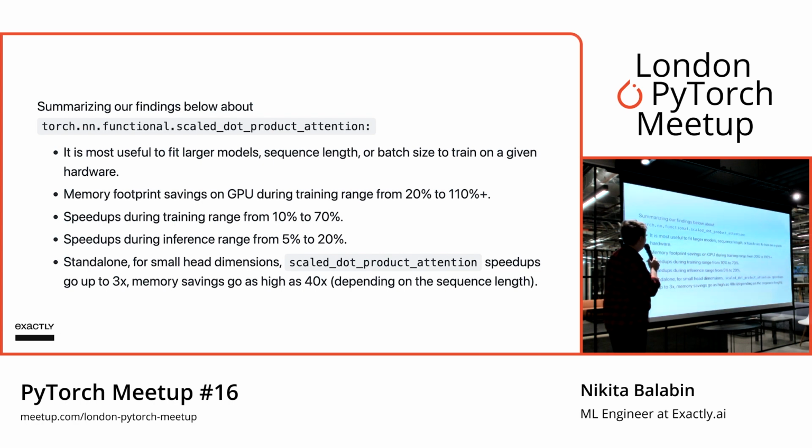So in numbers, it saves memory from 20 to 100%. During training, it saves time up to 70%, and during inference up to 20%. And also, if you don't have already an architecture and you create your model from scratch, you should think about creating it with small head dimensions, because when they are small, you really can obtain a good performance both in speed, up to 3 times, and in memory, up to 40 times.